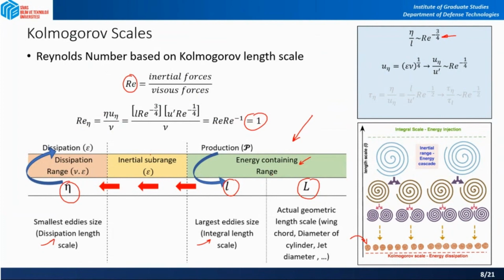The second range is called the inertial subrange, and the third one, which is close to dissipative scales, is called the dissipation range. We know from Kolmogorov's hypothesis that the physics of the flow is basically determined by nu and epsilon, viscosity and the dissipation rate, in the dissipation range.